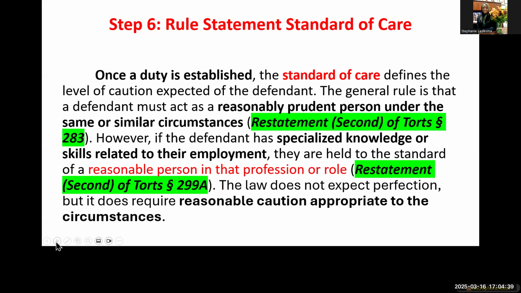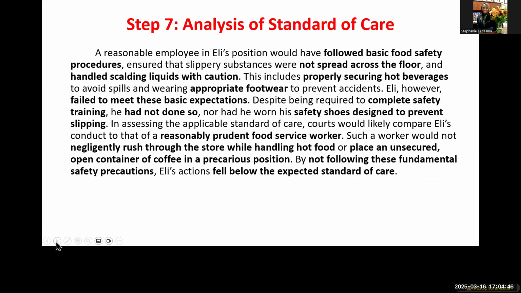Did I absolutely need that? No. But for me, it brought closer to that sentence, which allowed me to transition to the analysis. But you absolutely could have taken that last sentence out. Here's my analysis of the standard of care.